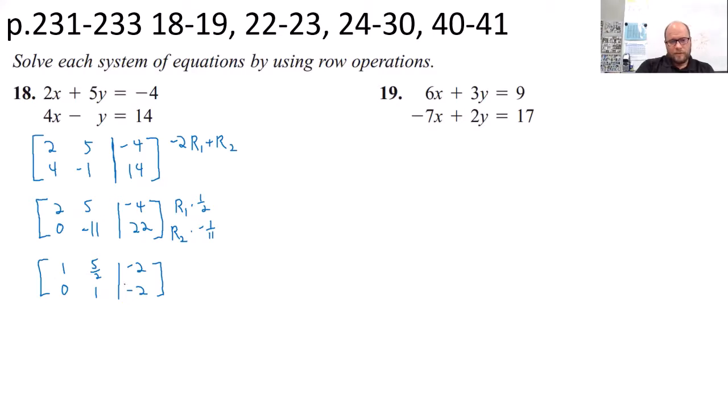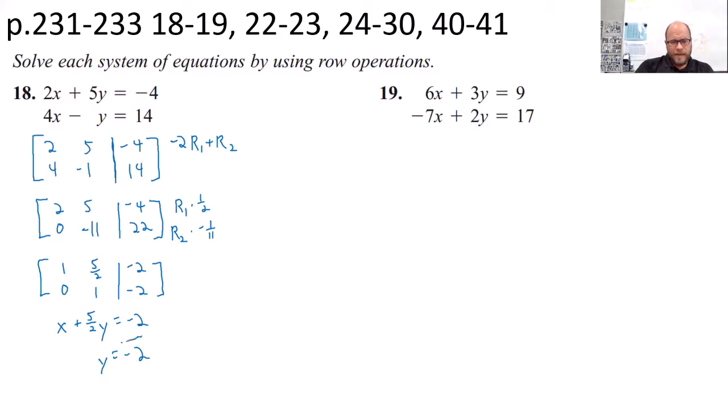This matrix is now in row echelon form, and we can pull these values back out to make two brand new equations that are much easier to solve. So we have the top one becomes 1x or just x. Then we have 5/2 is going to be the coefficient that goes in front of the y value. And then we have equals -2. On the bottom, 0, that's our coefficient for x, so there is no x value. The 1, that's our coefficient for the y, so just y, equals -2.